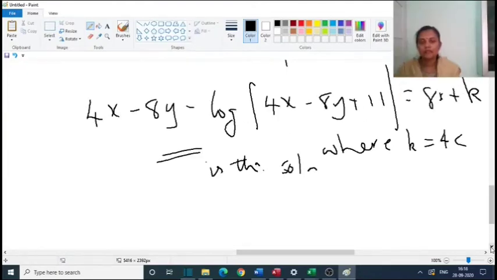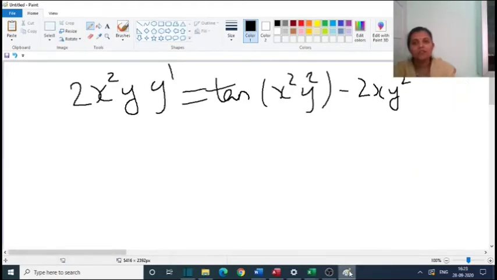Do the second problem given in the notes as an exercise. In type 3, we can reduce the given differential equation to separable form by giving an appropriate substitution.